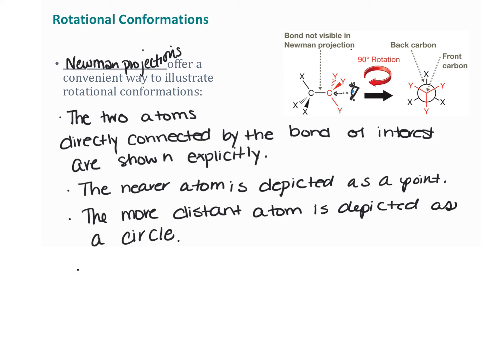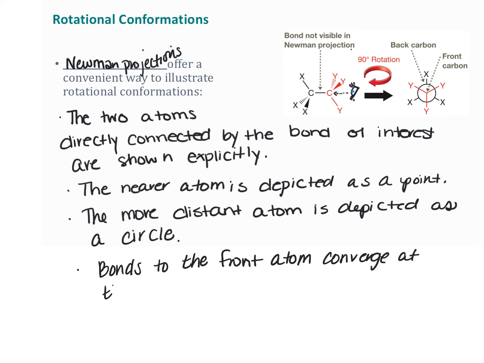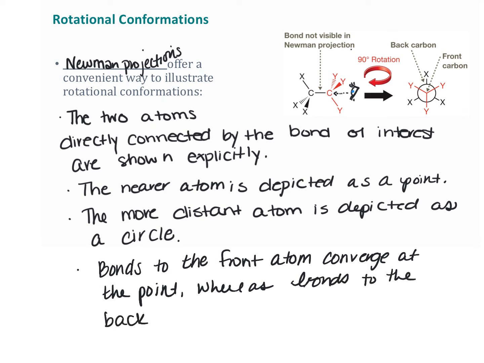So bonds to the front atom converge at the point, whereas bonds to the back atom connect to the circle.